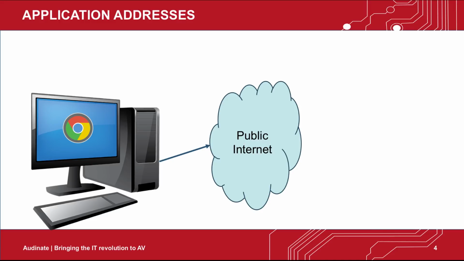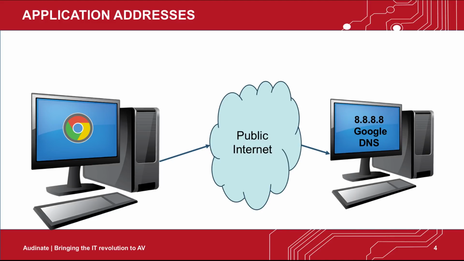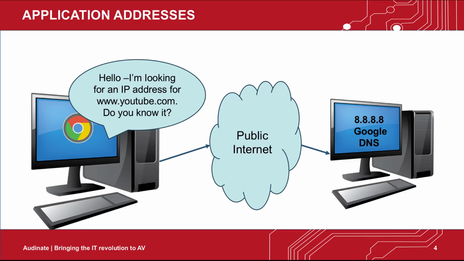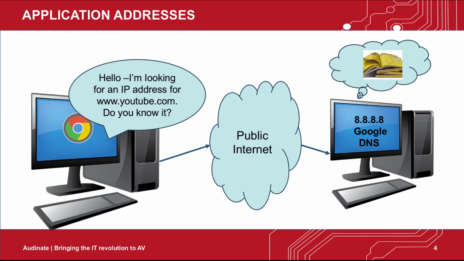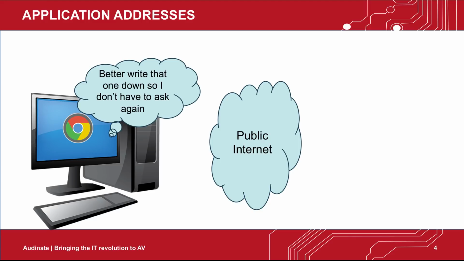It reaches Google's DNS server through the public internet. It then asks Google's DNS server for YouTube's IP address. The DNS server looks it up and responds. The browser now takes a note of that IP address so it doesn't have to repeat that request again.